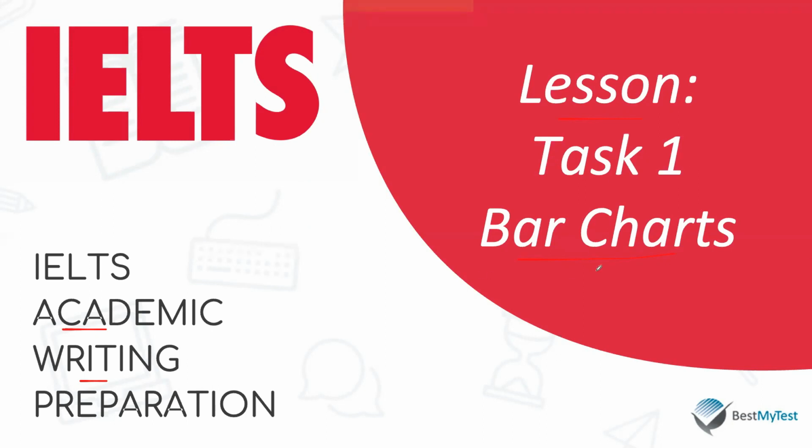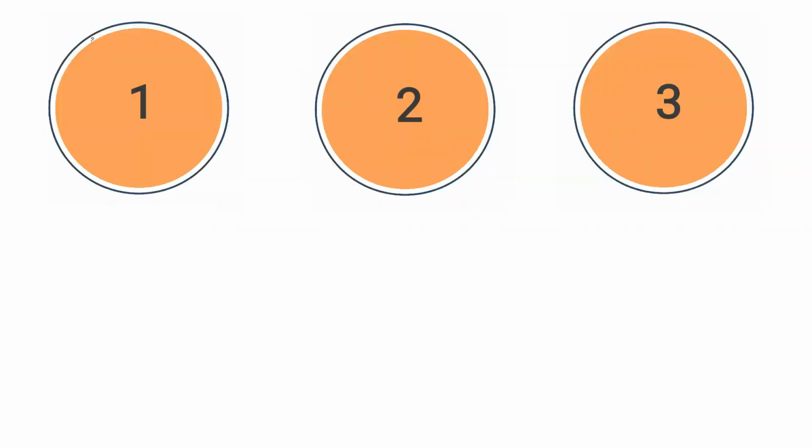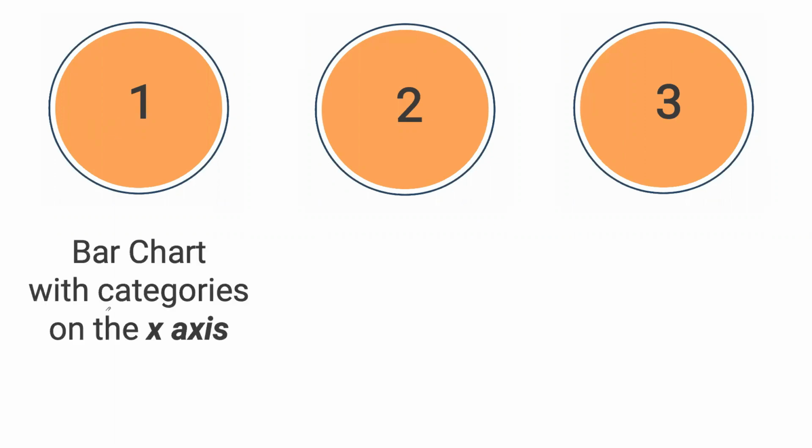I'll show you a nice guide that you can use for your own practice, and then we will go through a step-by-step example essay together. Let's get started. Now, there are 3 very common situations that you'll see when presented with a bar chart. We are not going to look at all 3 of these in this video, but we will look at 3 examples of the first example, which is a bar chart with categories on the x-axis.